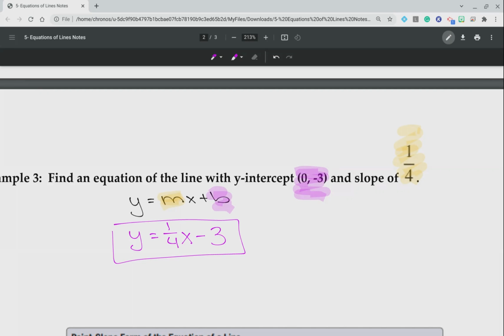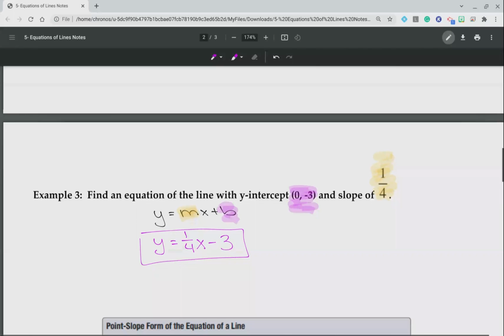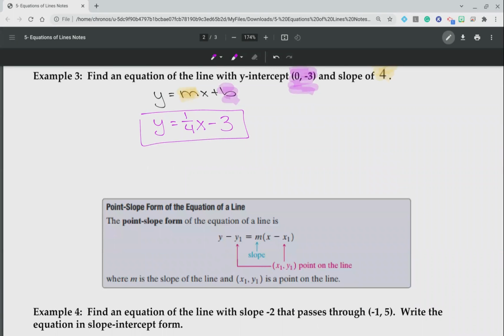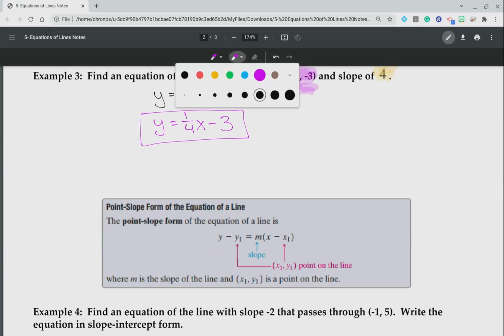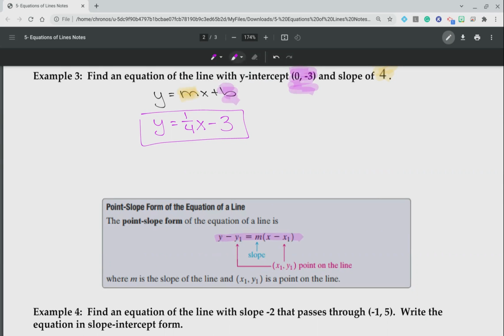Okay, now if you recall at the beginning of the lesson, I said that we're going to be using slope-intercept form and point-slope form. So point-slope form of an equation is this right here. You'll notice it looks very similar to y equals mx plus b, but this is the equation you're going to use when you're given a slope and a point, because remember, a y-intercept has to have 0 for the x.